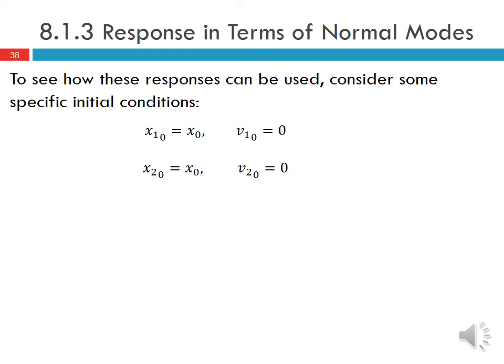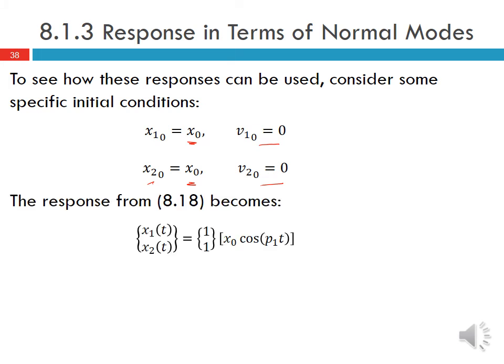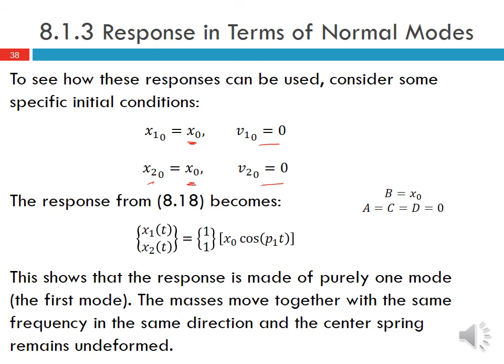So to see how these responses can be used, we can consider some specific initial conditions. First, let's consider that x1(0) is equal to x0, x2(0) is equal to x0, and both masses start from rest. So both masses are displaced in their positive directions by the same amount and start from rest. The response then becomes this expression here, because B is equal to x0, and A, C, and D are all equal to 0. So this shows that the response is made purely of mode 1, because we only have our cosine p1 t here. The masses move together with the same frequency in the same direction, and the center spring remains undeformed.